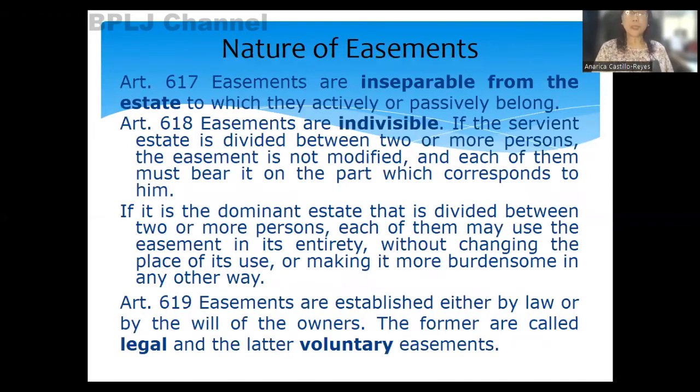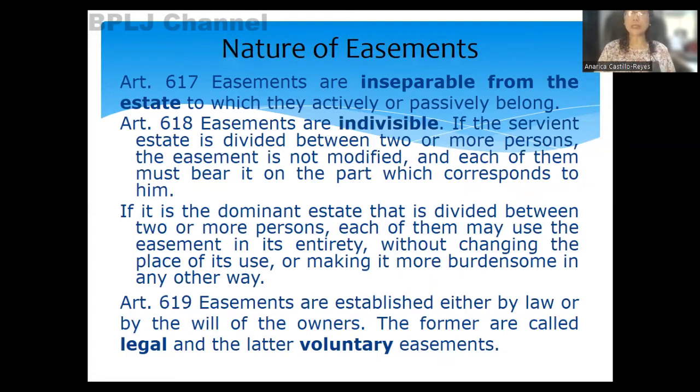We now go to the nature of easements. The nature of easements is as follows. They are provided under Articles 617 and 618. Easements are inseparable from the estate to which they actively or passively belong. So, the element of inseparability. You cannot detach it from the estate. Easements are also indivisible, the element of indivisibility.